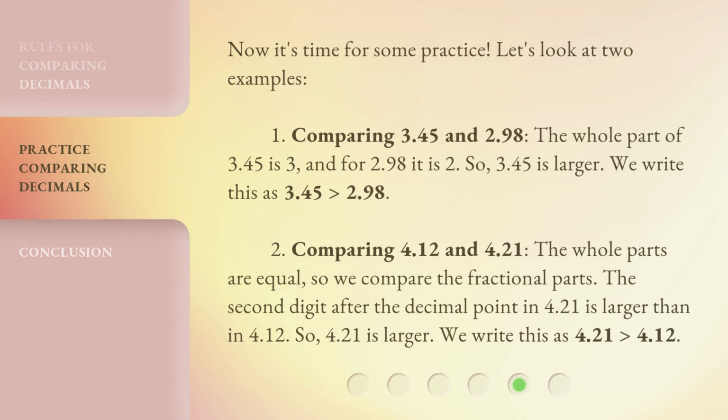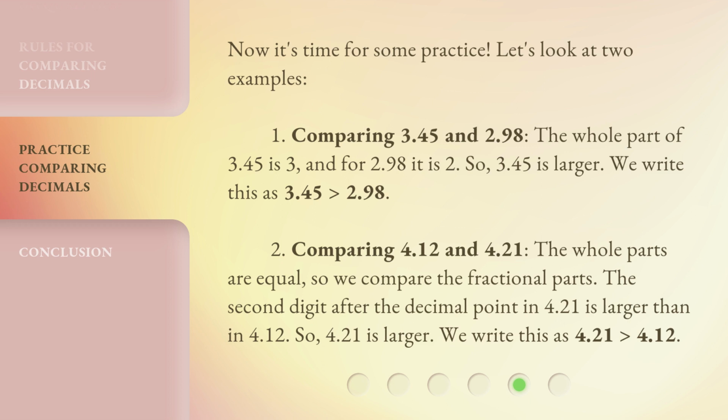Now it's time for some practice. Let's look at two examples. 1. Comparing 3.45 and 2.98. The whole part of 3.45 is 3, and for 2.98 it is 2. So, 3.45 is larger. We write this as 3.45 greater than 2.98.